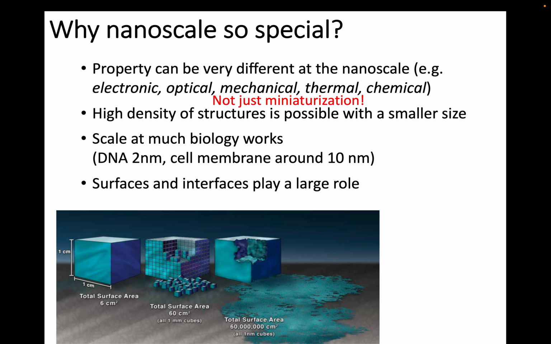Now if we keep doing this cutting, and create 1 nanometer cubes out of this 1 centimeter by 1 centimeter by 1 centimeter cube, and sum up all the surface area from these very small cubes, then the total surface area becomes 60 million centimeters squared.